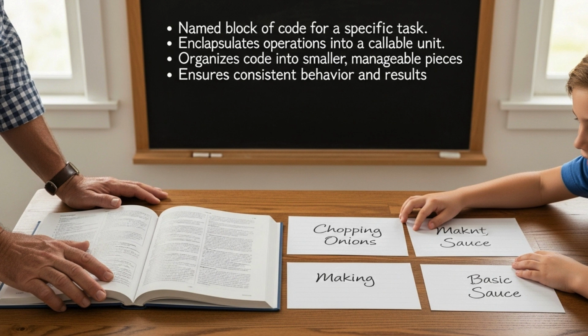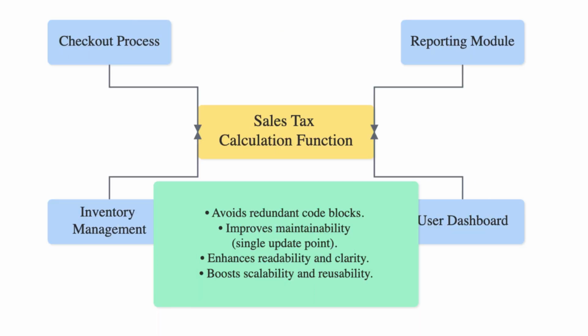Now, let's look at how we actually create and use these sub-recipes, or functions, in our code. Defining a function involves giving it a name and specifying what information it needs to do its job. These are called arguments or parameters. Think of arguments as the ingredients your sub-recipe needs, like amount of flour or type of vegetable. Once defined, you can call or invoke the function whenever you need that specific task performed. You pass in the actual values for the arguments, and the function executes its block of code.